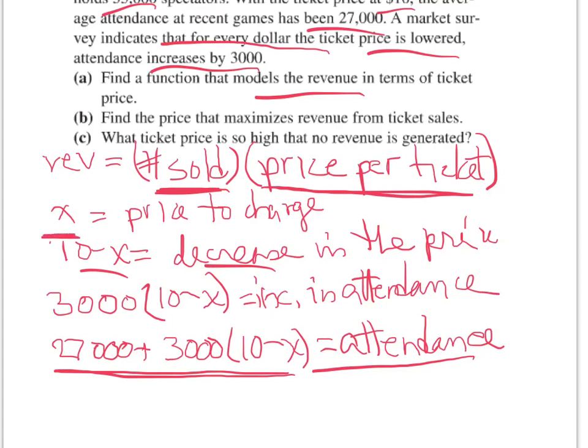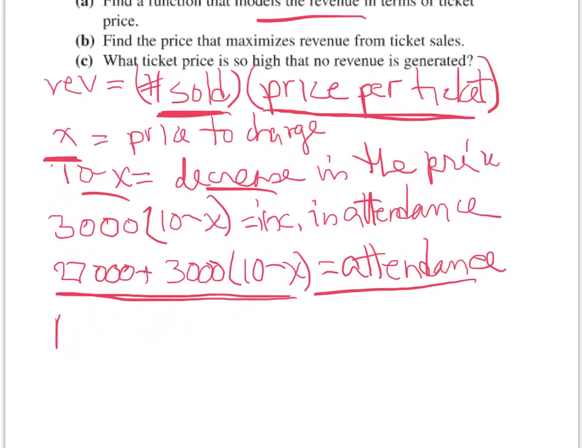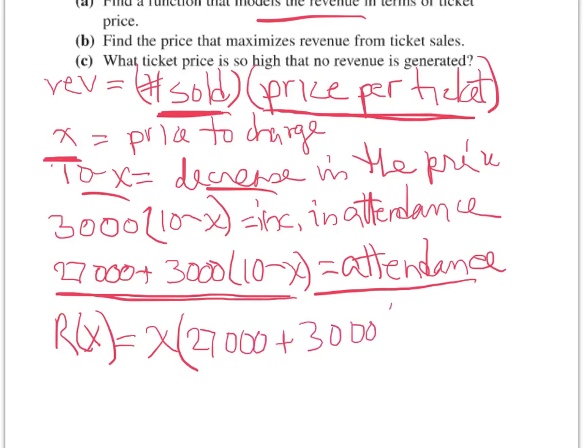Now the price per ticket is X. And so that means that the revenue function is a function of X. It's equal to the price per ticket, which is X, times the number of tickets that we sell, which is the attendance, 27,000 plus 3,000 times 10 minus X. Close those parentheses and close those parentheses.